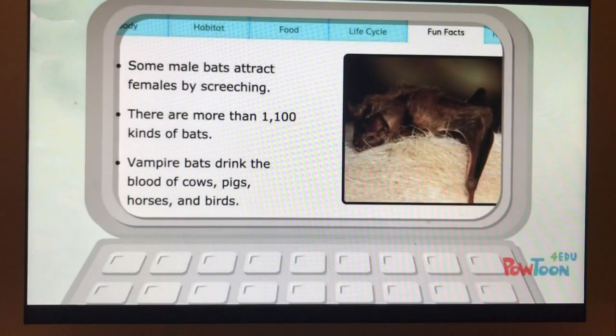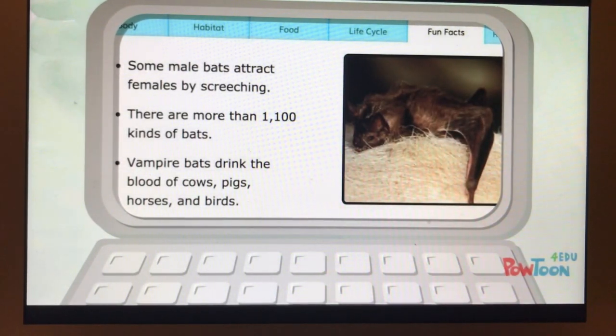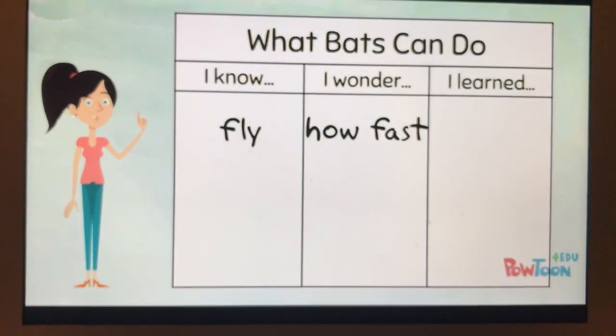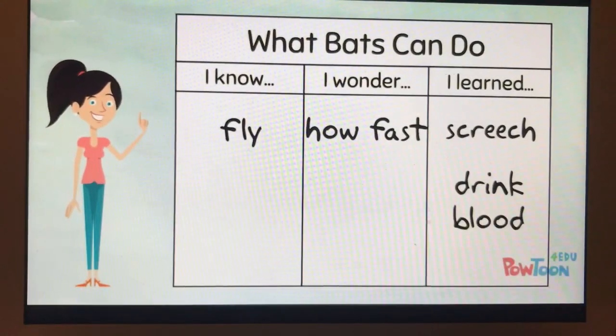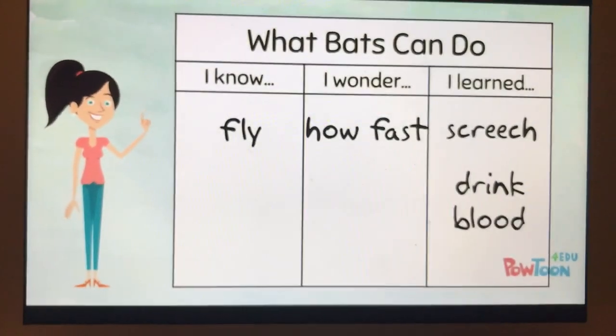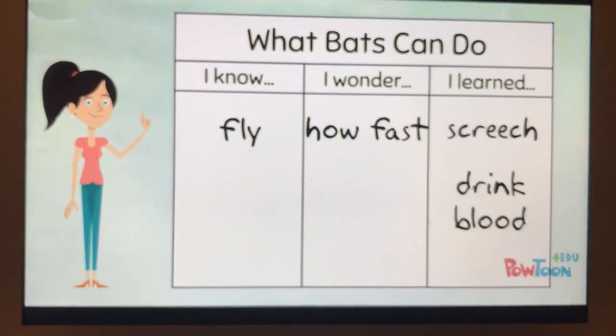Let's see. This page called Fun Facts says, some male bats attract females by screeching. There are more than 1,100 kinds of bats. Vampire bats drink the blood of cows, pigs, horses, and birds. Wow, I'll write down that some bats screech, and whoa, I didn't know that bats really drank blood. I will definitely add that to my writing.